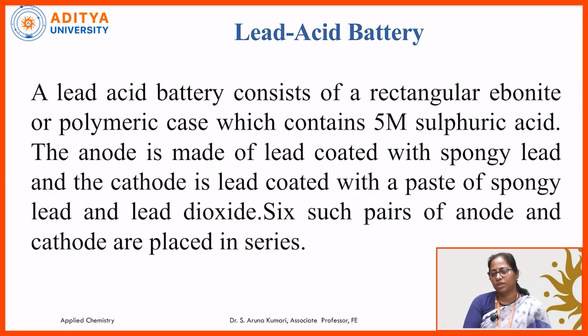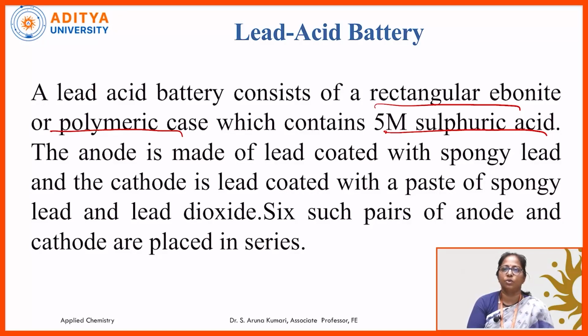Let us continue with the secondary cells, that is the lead acid battery. What is a lead acid battery? A lead acid battery is a secondary battery which consists of a rectangular ebonite or polymeric case which contains 5 molar sulfuric acid. Once again, all secondary batteries have 2 electrodes and an electrolyte solution. So, this lead acid battery is also contained in a rectangular ebonite or polymeric case which contains 5 molar sulfuric acid, selected as the electrolyte.